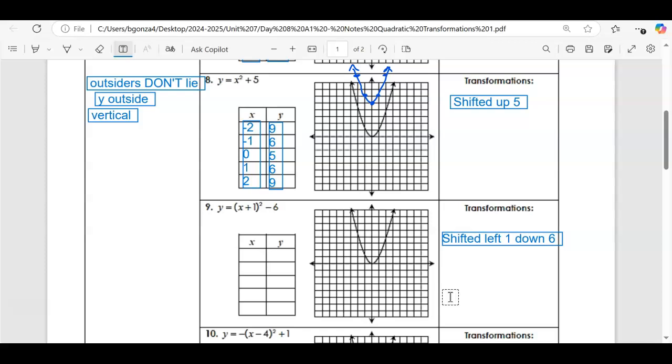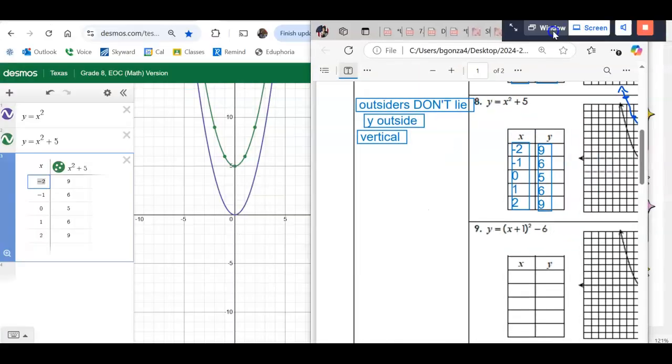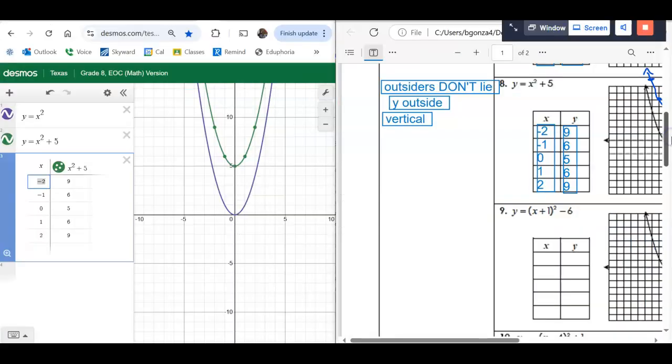Cool. Now, there's a pen over there on the table. All right, so let's go ahead and Desmos it, but I need that back, please.